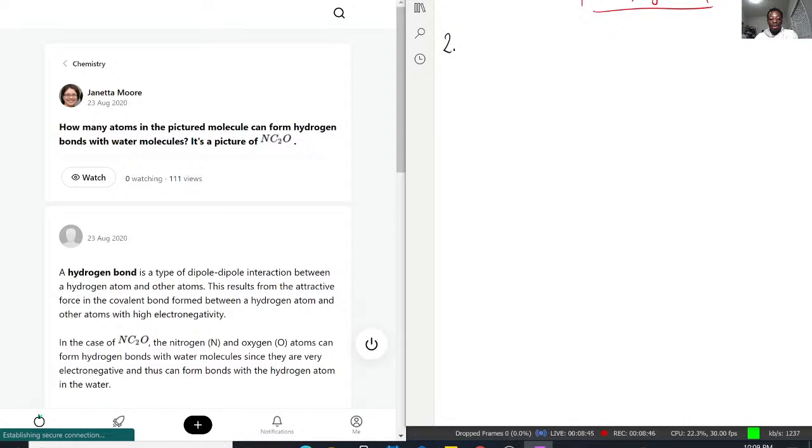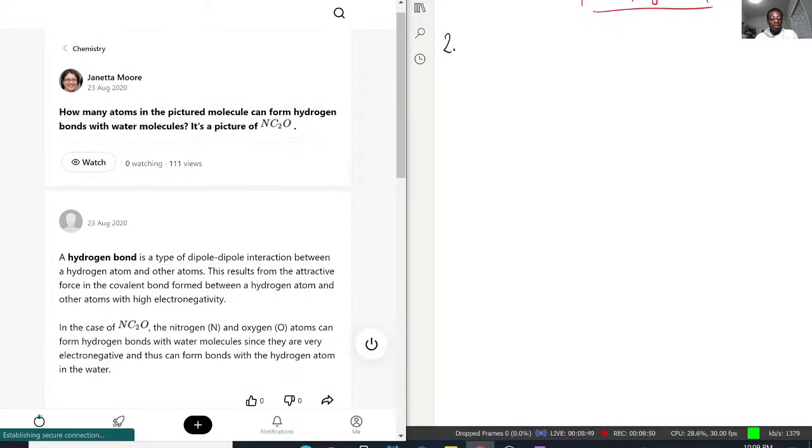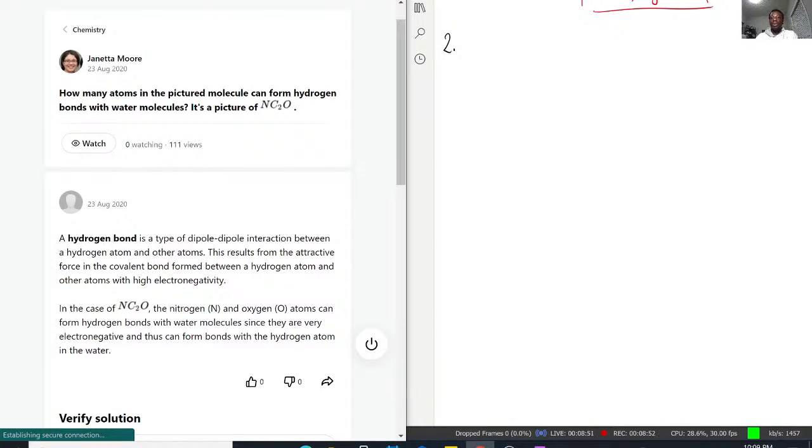Let's see here what our colleague said, because we're lacking the picture. So I want to be able to verify based on what they're saying. So a hydrogen bond, though, at least we can answer this. Okay, hydrogen bond.